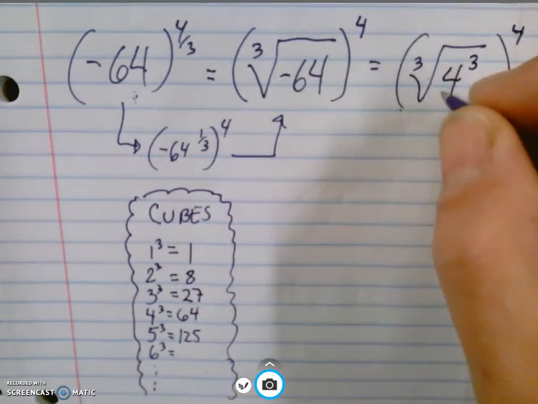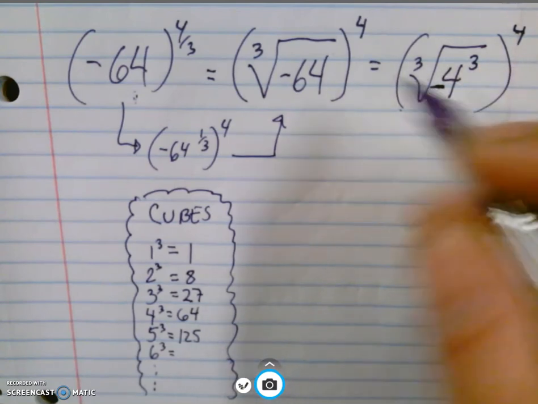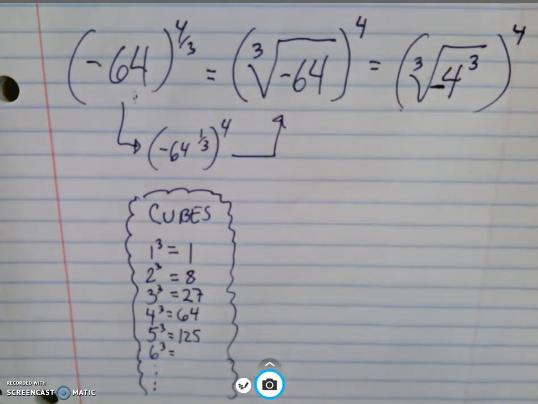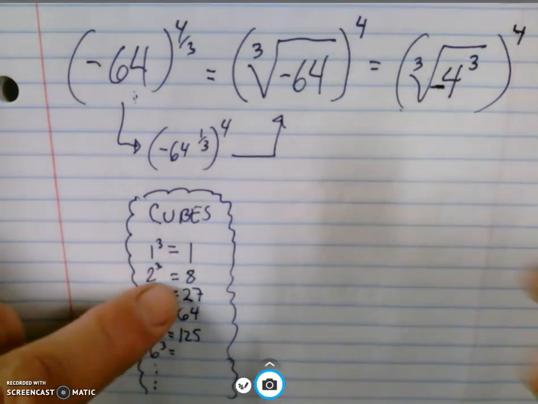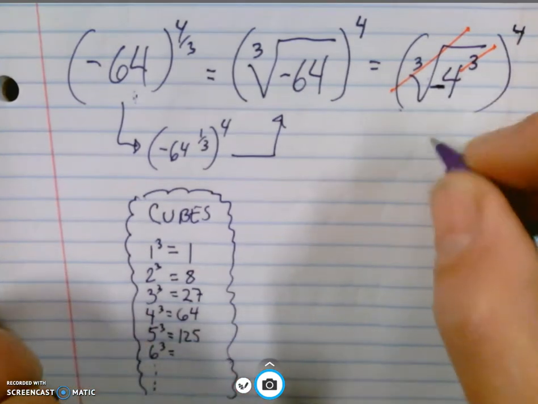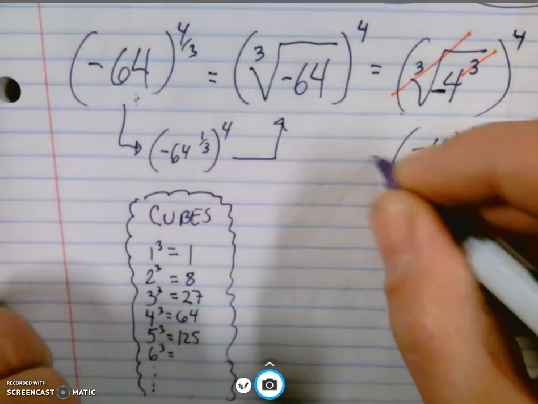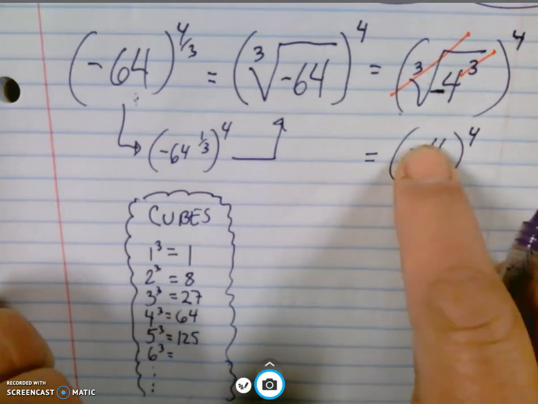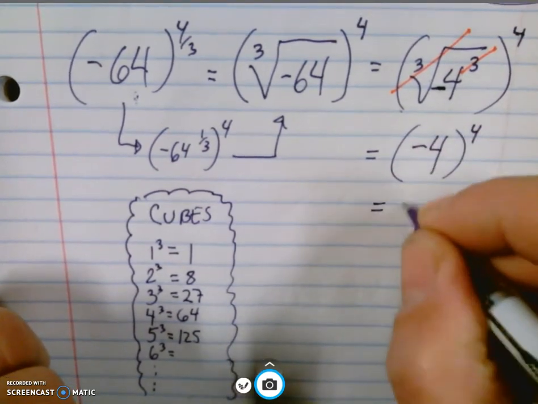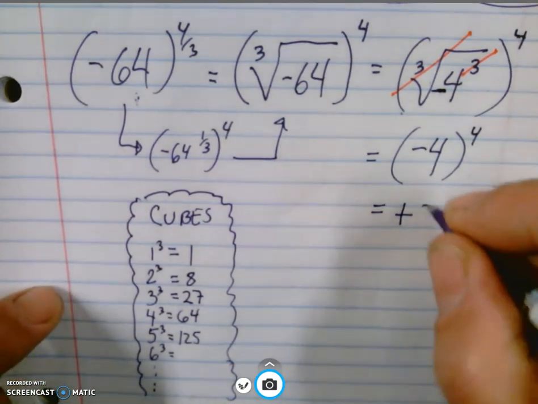Now, what about the negative? Well, because it's a cube, negative 4 times negative 4 times negative 4 would give you negative 64. All right, again, third root, third power, cancel. That's the whole deal. Make sure you have a negative inside. But in the end, that's not going to matter because to the fourth power, that's going to end up as a positive 4 times 4 times 4 times 4, 256.